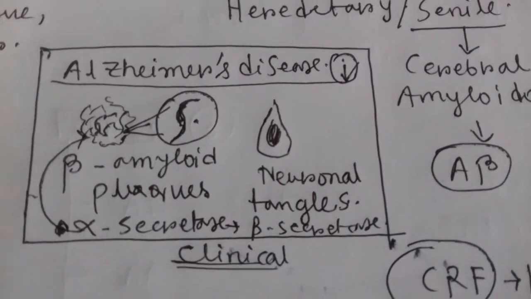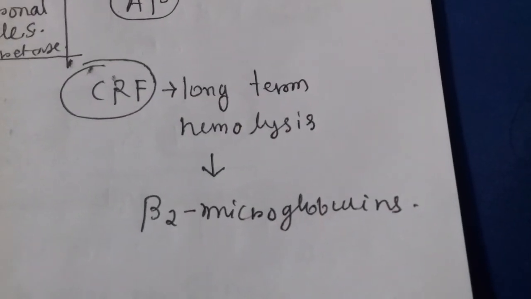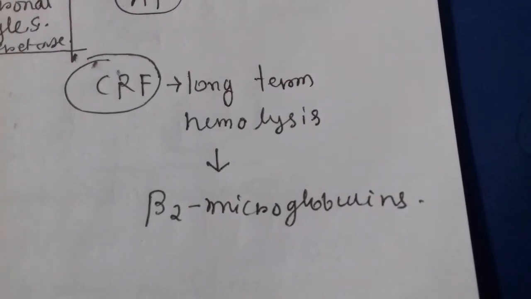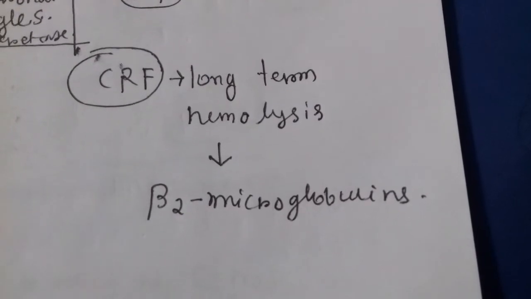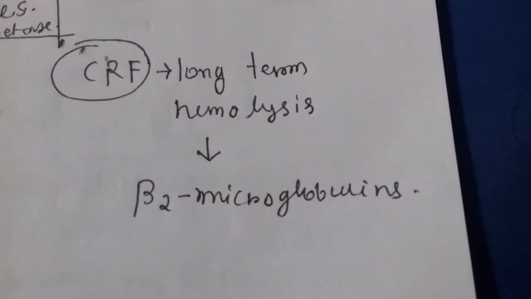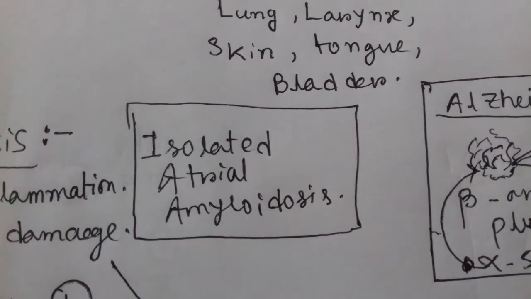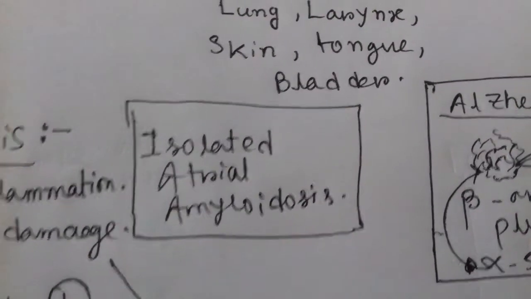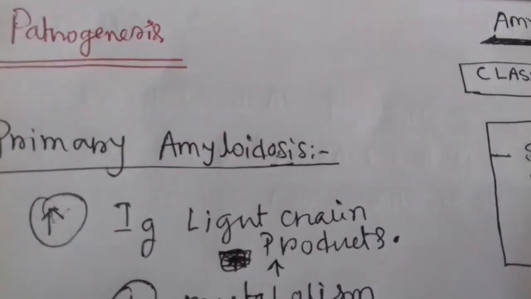Then another clinical importance is in case of chronic renal failure, where long-term hemodialysis is done. In that case, beta 2 microglobulins are frequently seen. There is another type that is known as isolated atrial amyloidosis. That is another type. Now we have to know about the pathogenesis of amyloidosis.